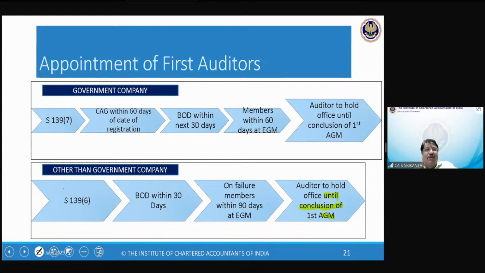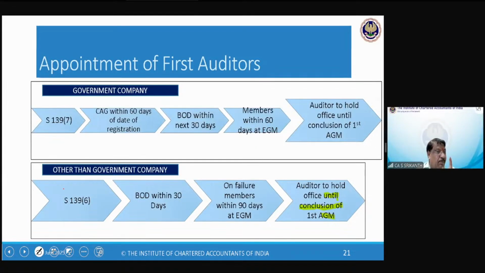Only a member of the Institute of Chartered Accountants of India, but not any and every member. The Controller and Auditor General scrutinizes who are the best chartered accountants in this country. They have a panel, so only those people who are in that panel, their name will be recommended or appointed. So for a government company, the auditor is appointed by the Controller and Auditor General within 60 days of the date of registration. So very important.